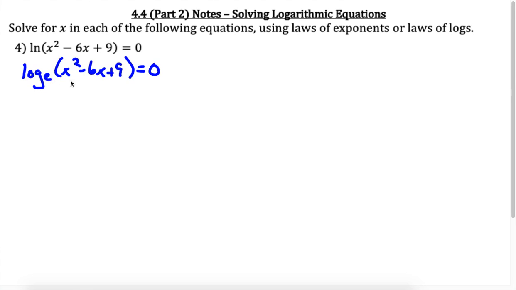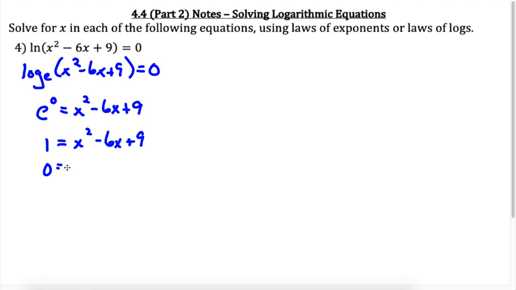Now, if I say e to the 0 power equals x squared minus 6x plus 9, I can solve. Now, anything to the 0 power is just equal to 1, right? So e to the 0 is equal to 1. Subtract that 1 over to get everything on one side equal to 0, and we'll end up with this.